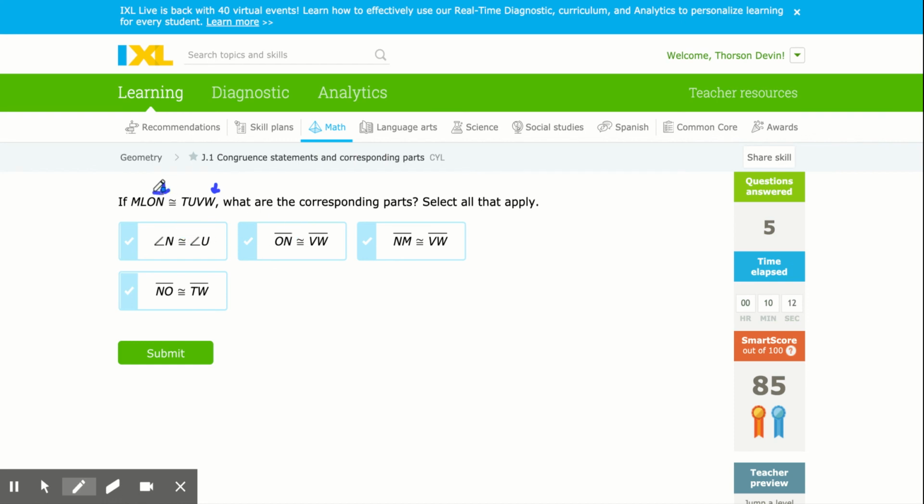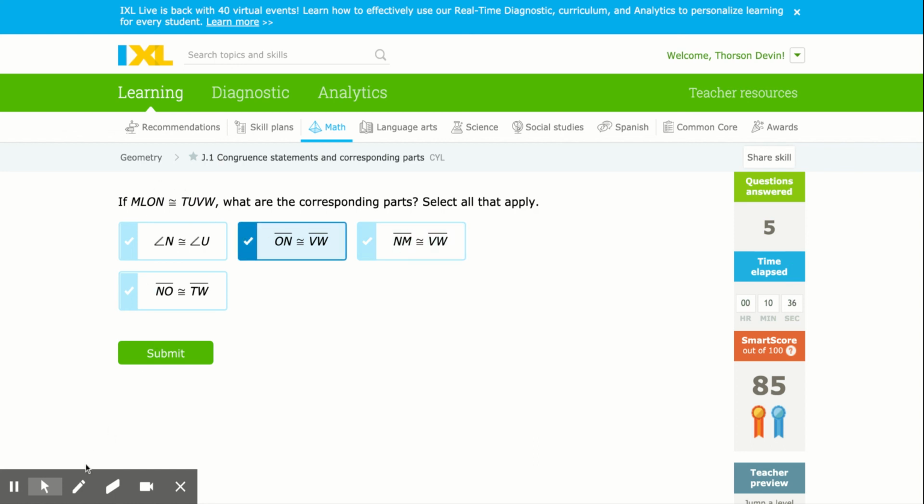ON means I'm doing from this O to this N. Does that correspond from V to W? It does. Those letters are in the same position. ON is here in the first figure. VW is exactly in the same position. It's the third and fourth letter, the third and fourth letter. That means they are congruent.